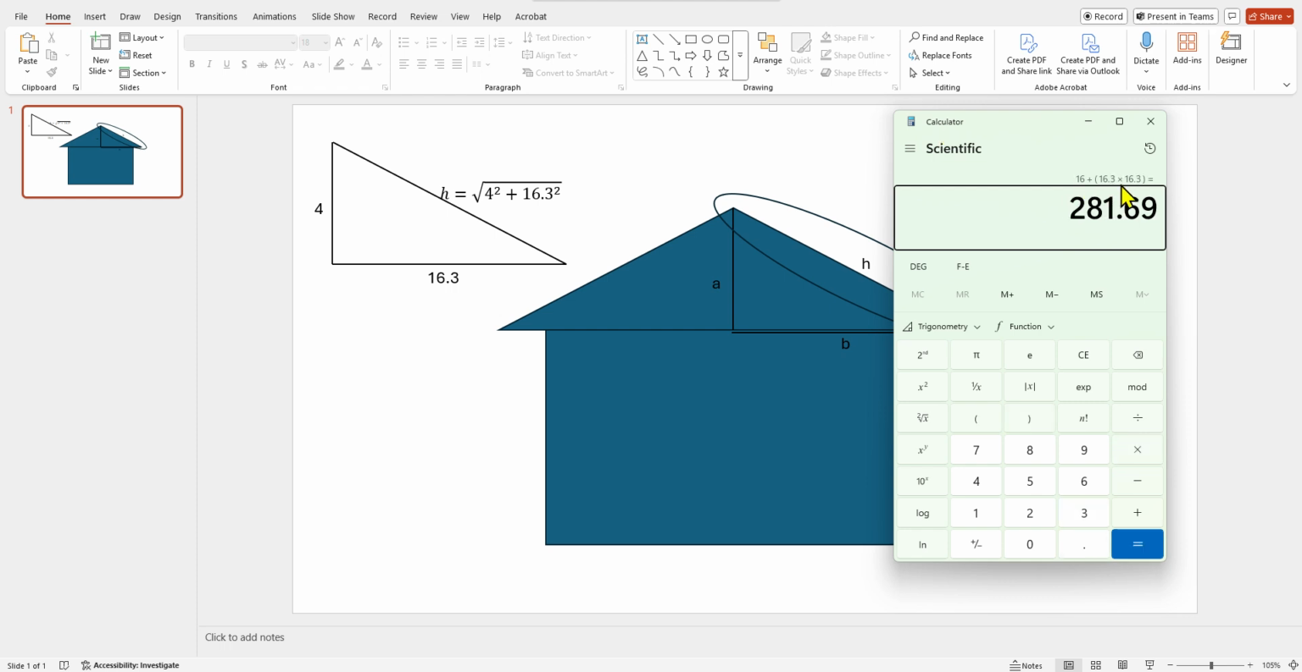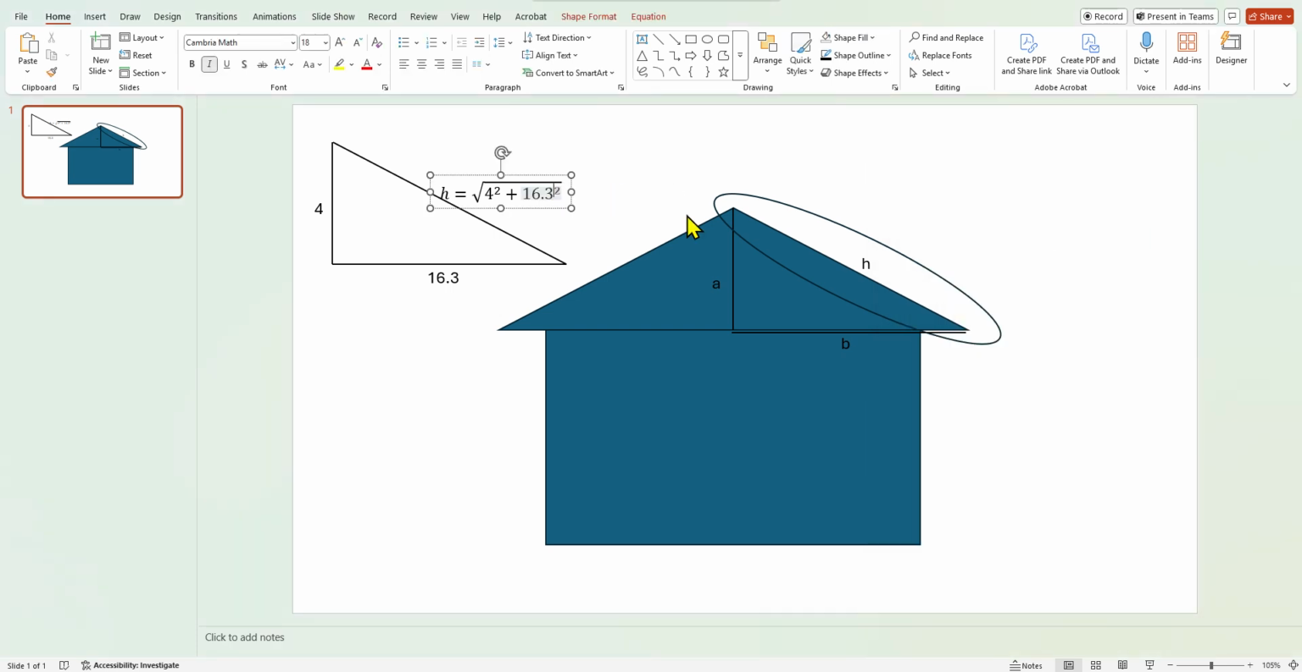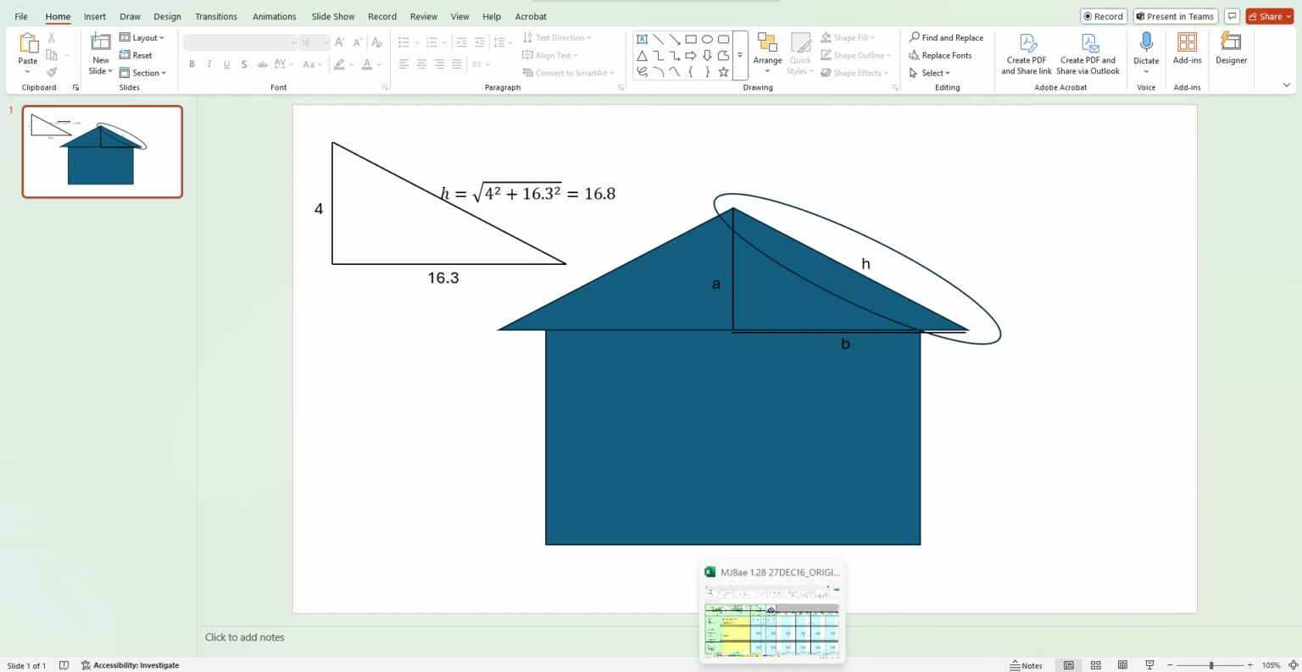So that total is 282, let's call it. 282 to the 1/2. Raising something to the power of 1/2 is the same thing as the square root. That equals 16.8. Okay, equals 16.8. So that's what we're going to do here.